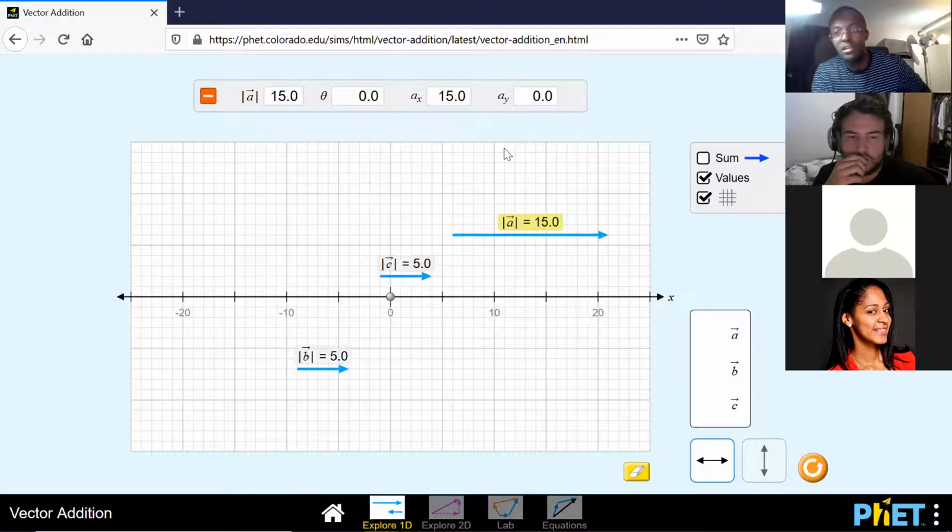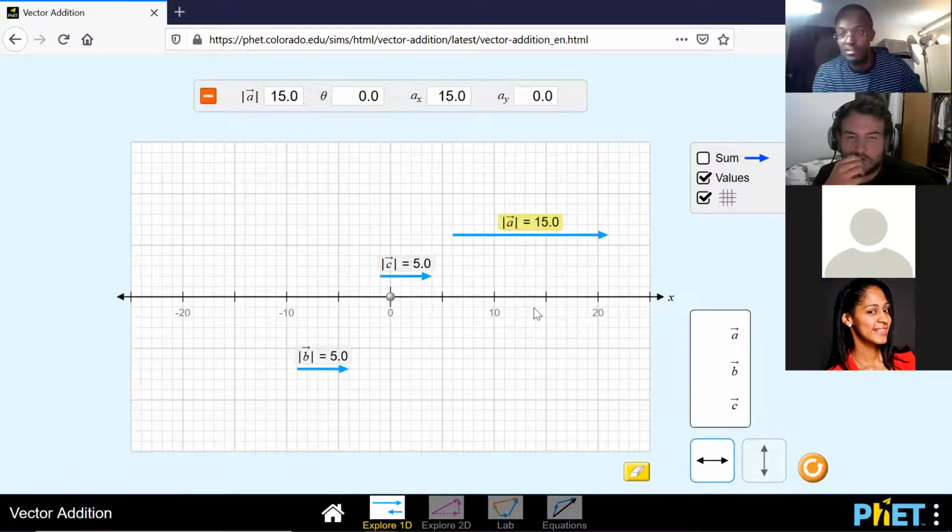And you see that at the top of the screen, I get the magnitude of the vector, which is 15. Whatever the units are, could be 15 meters, 15 meters per second, 15 meters per second squared, 15 newtons. It doesn't really matter. The angle is 0, because this vector is making an angle of 0 with the positive x-axis.